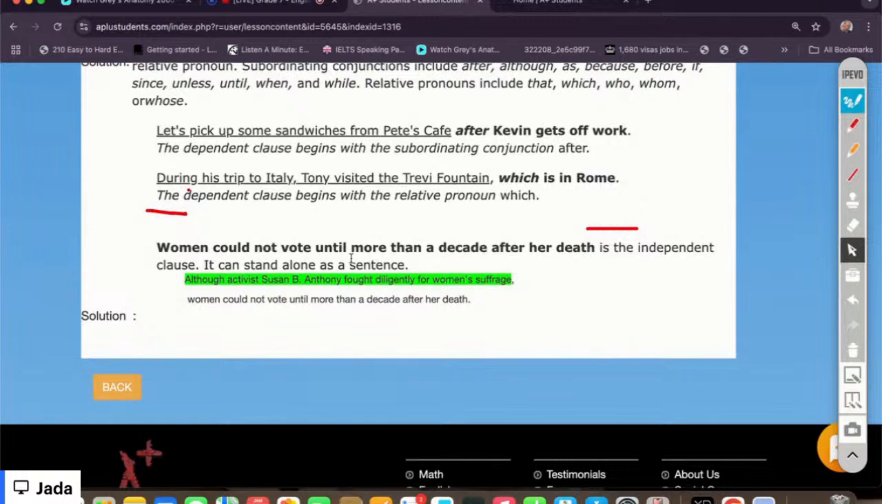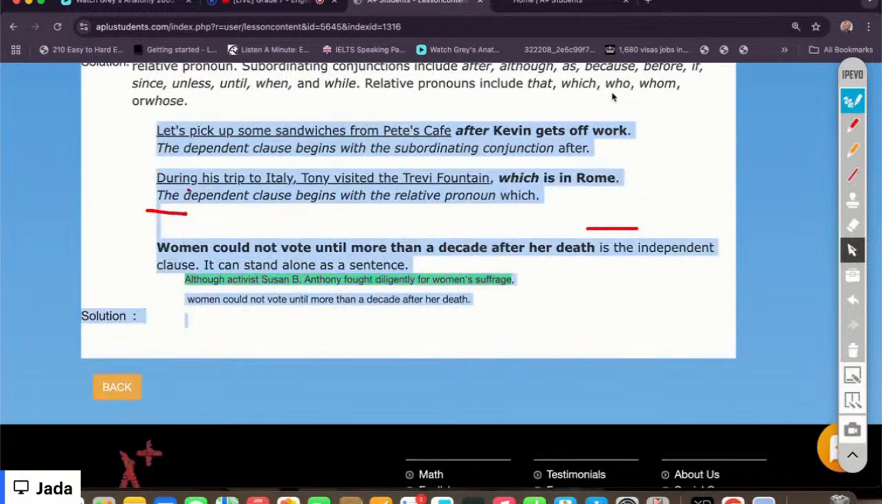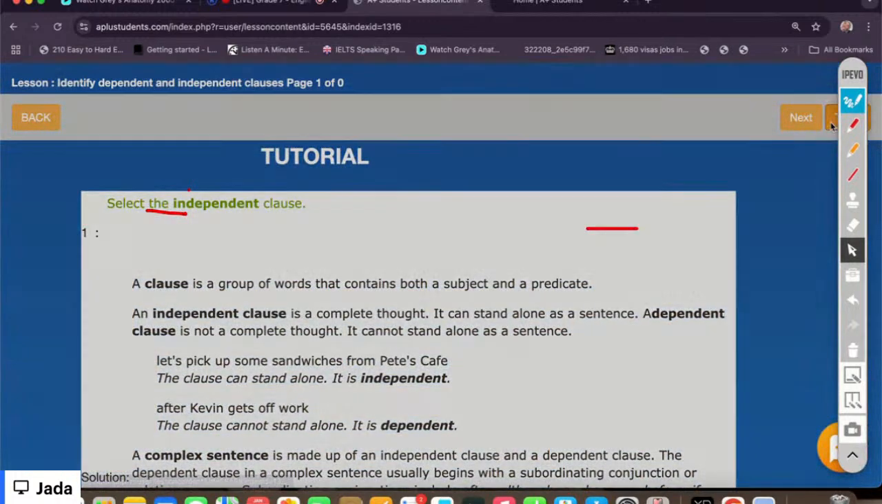So we also have this one here. Women could not vote until more than a decade after her death. So it's an independent clause. It can stand alone as a sentence. Okay, so we'll move on to the test.